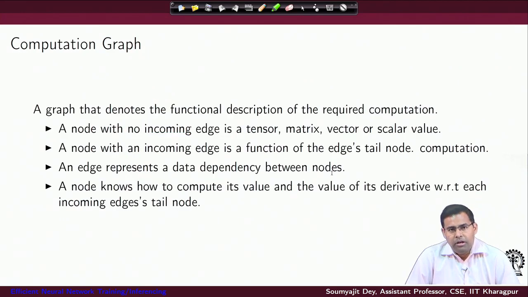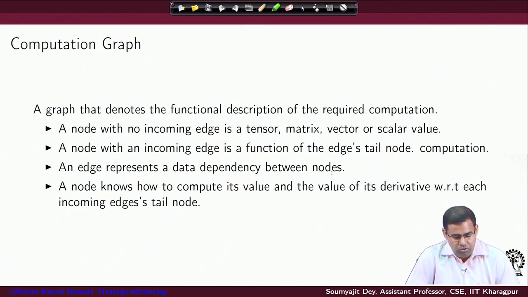So, just to summarize, this is a graph that will denote the functional description that I require for the computation. A node which has got no incoming edge is a tensor, or it can be a matrix or a vector or a scalar value. A node which has an incoming edge is a function of the edge's tail node computation. The edge represents a data dependency between the nodes, like we saw earlier. The edge just tells me that the data will flow in the direction of the edge, and as long as the data is not available in the input nodes, the edges leading to some output node, there the computation is not going to happen, right.